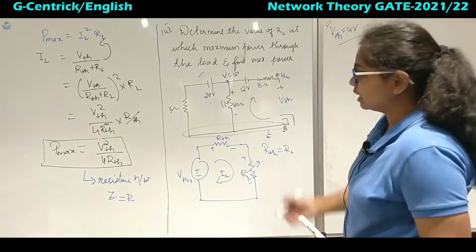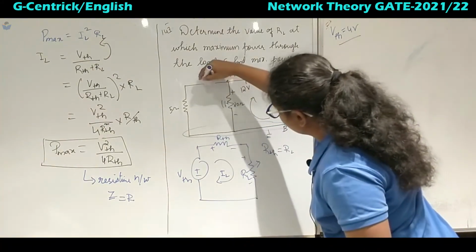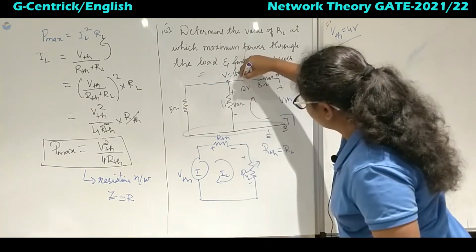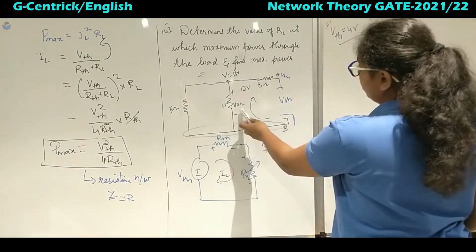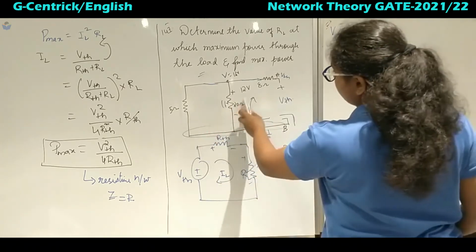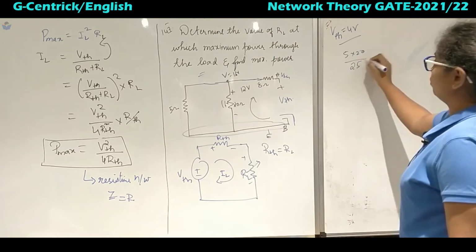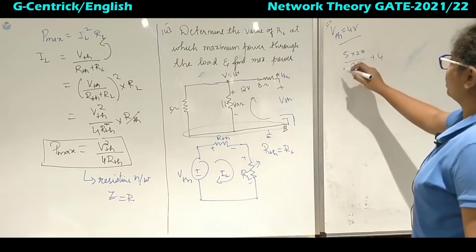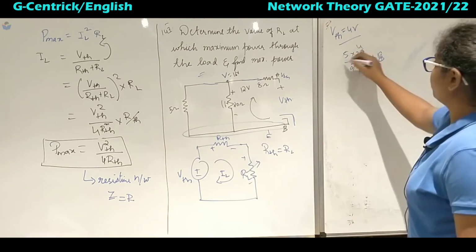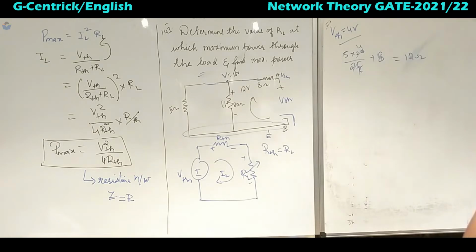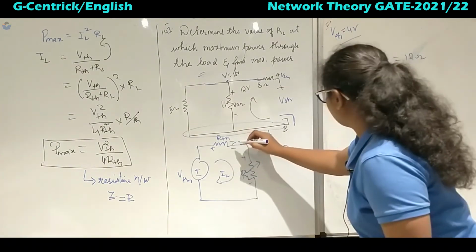To find RTH, for the voltage sources we have to short circuit. So this is a short circuit, and here also it will be a short circuit. Now if you observe, 5 and 20 are in parallel, and in series with 8 ohms. So 5 into 20 divided by 25 plus 8 is 4 plus 8, 12 ohm. So R Thevenin is 12 ohm.